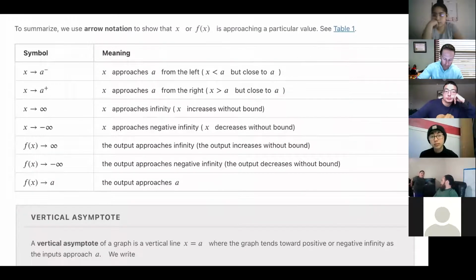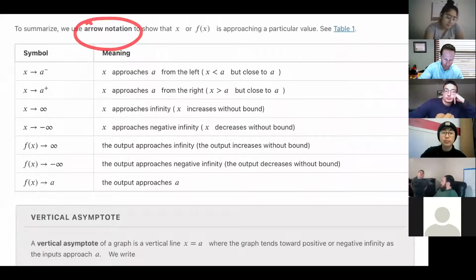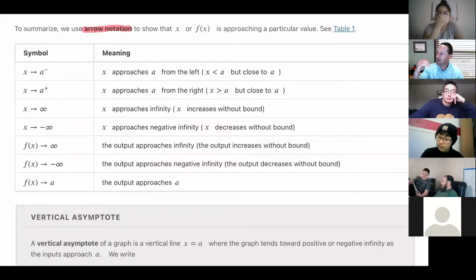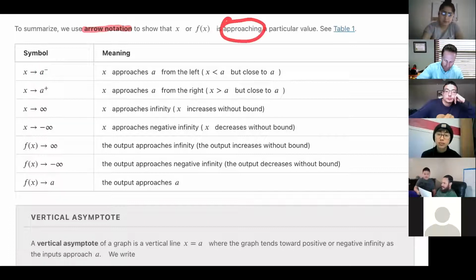So we are going to call these things arrow notation. Because it never actually equals that number, we're going to say this means what? Approaches. Very good. So that arrow means it's going to approach.